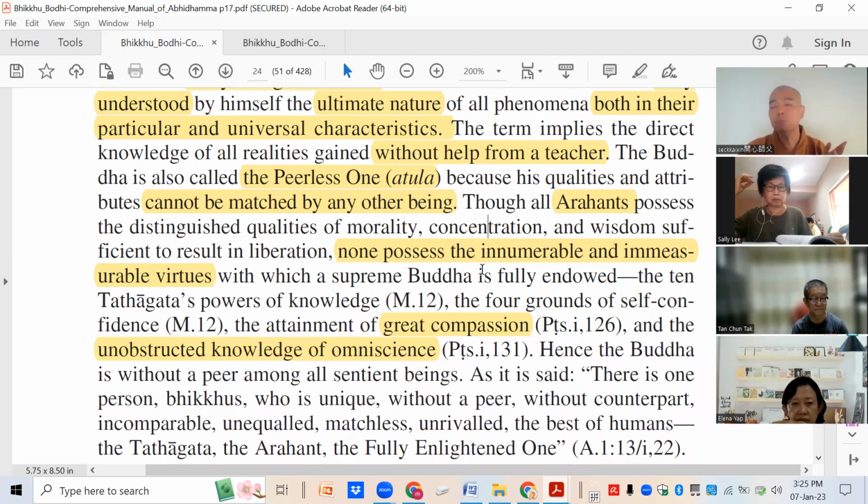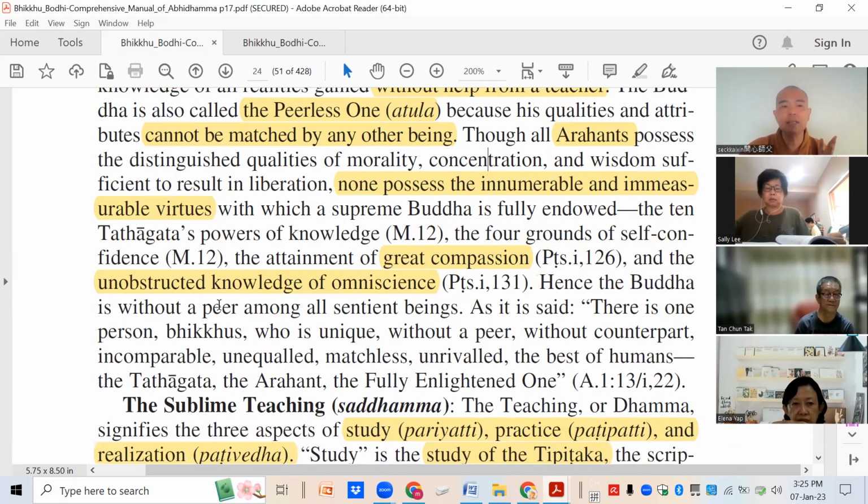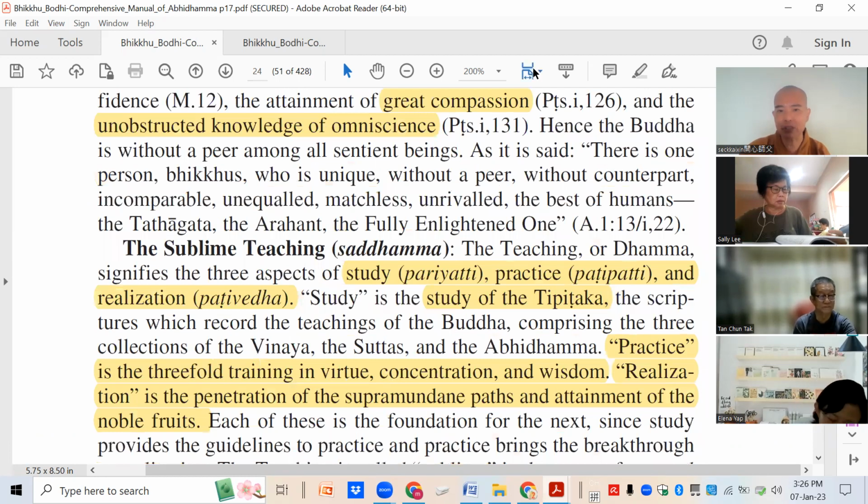And secondly, even though the Arahant is also enlightened, the difference is that the Arahant doesn't have great compassion and unobstructed knowledge of omniscience. So we say the Sammasambuddha is still unique compared to the Arahant. He's still better than them. All right, so this is number one. Second is regarding the sublime teaching.